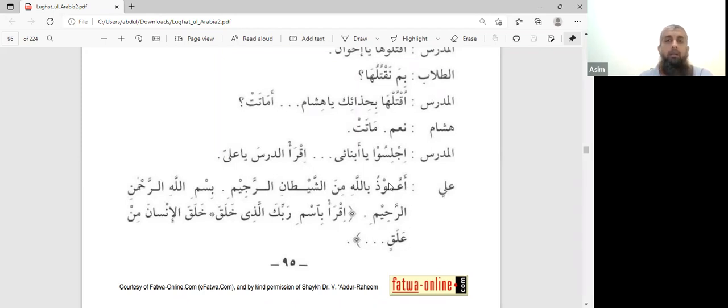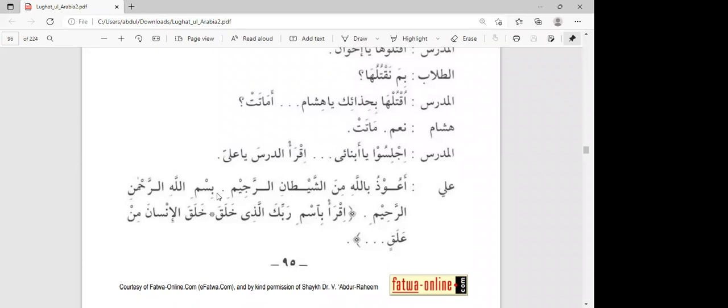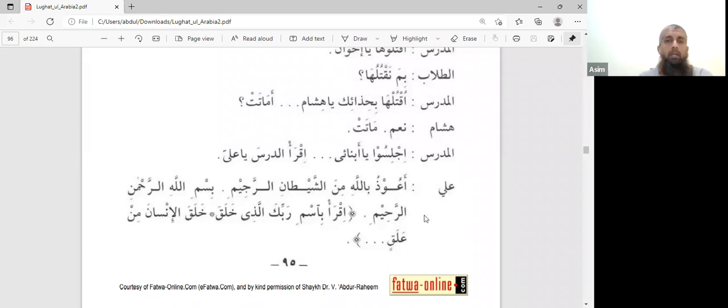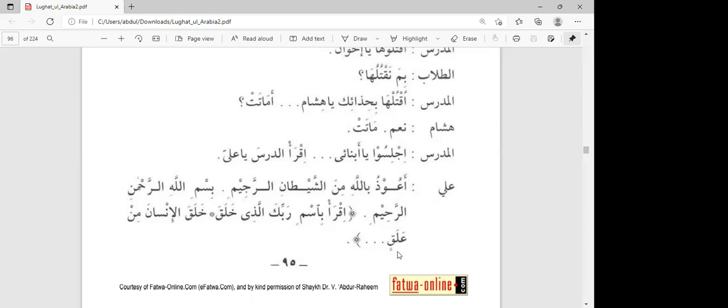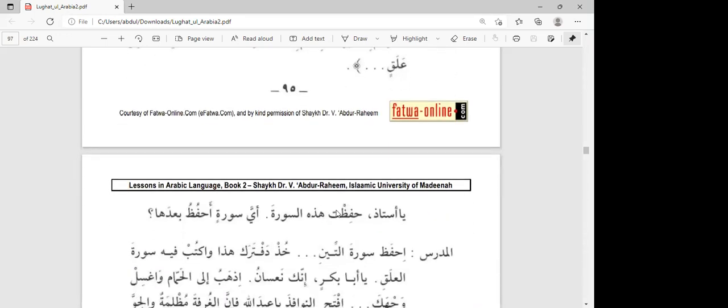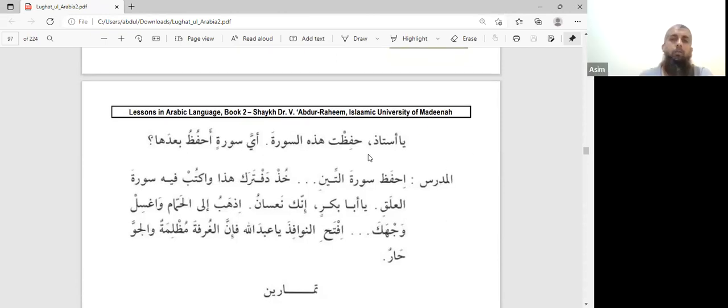علي: أعوذ بالله من الشيطان الرجيم. بسم الله الرحمن الرحيم. اقرأ باسم ربك الذي خلق، خلق الإنسان من علق.